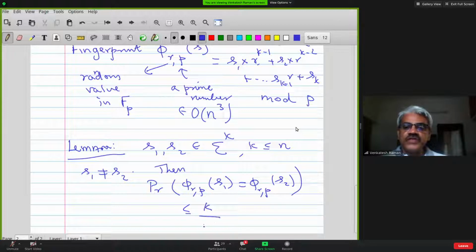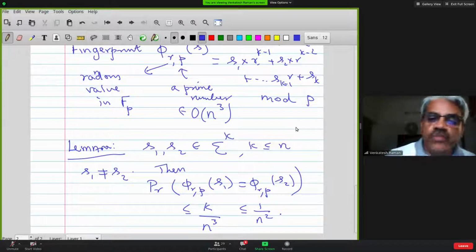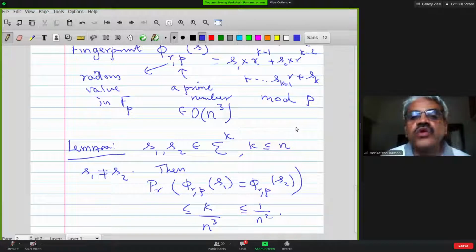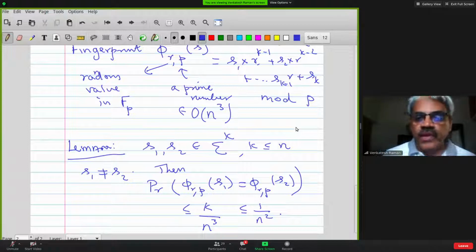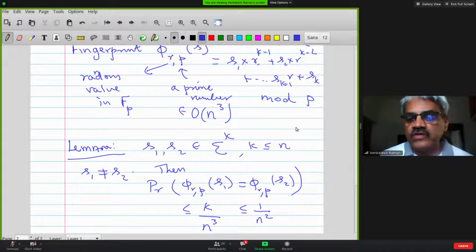So this is basically at most k over n cubed. But since k is at most n, this is at most 1 over n squared. So that means that with probability at least 1 minus 1 over n squared, if I compare the fingerprints and make my decision based on that, I will be right. Is it clear? Any questions? Put +1 if you follow it and ask questions otherwise, or put a -1 if you don't understand it.